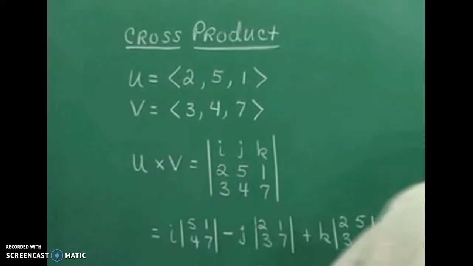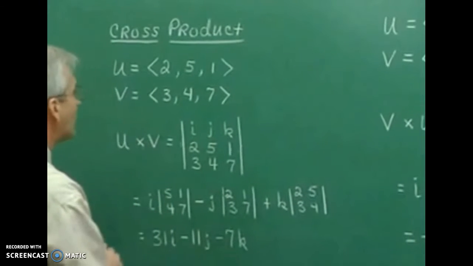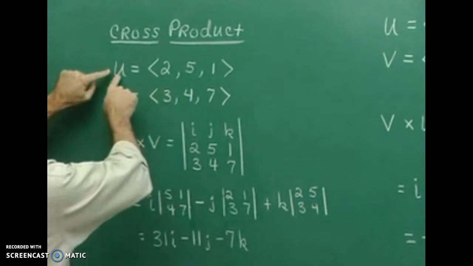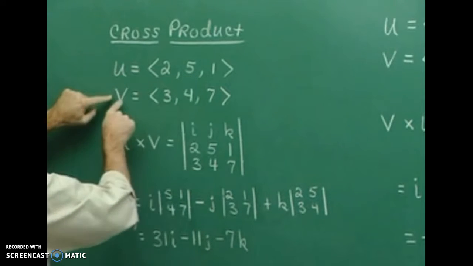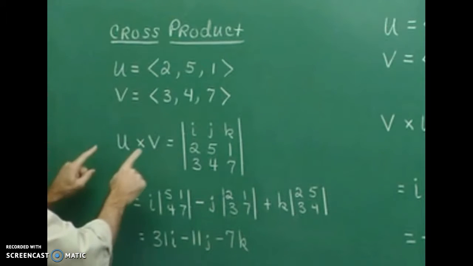The calculation is made using the idea of determinant from before. At least this is one way to do it, and I think it's the easiest way to keep track of everything involved in the process. We have a vector u here in component form and a vector v in component form, and we set up the calculation for cross product like this.